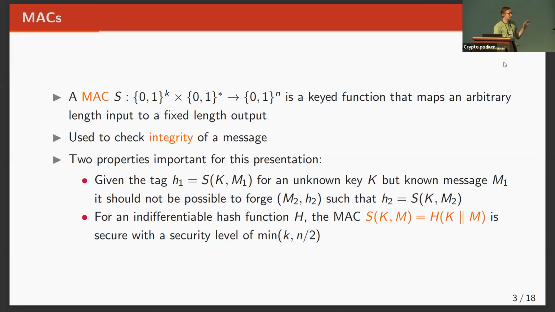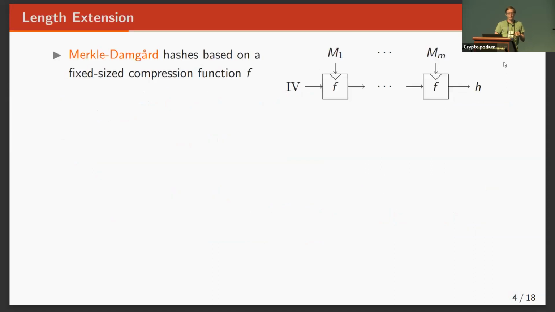And we will mostly use this when we instantiate a hash function, then we will see that this function may not be a good MAC. And that will also mean that the hash function is not indifferentiable.